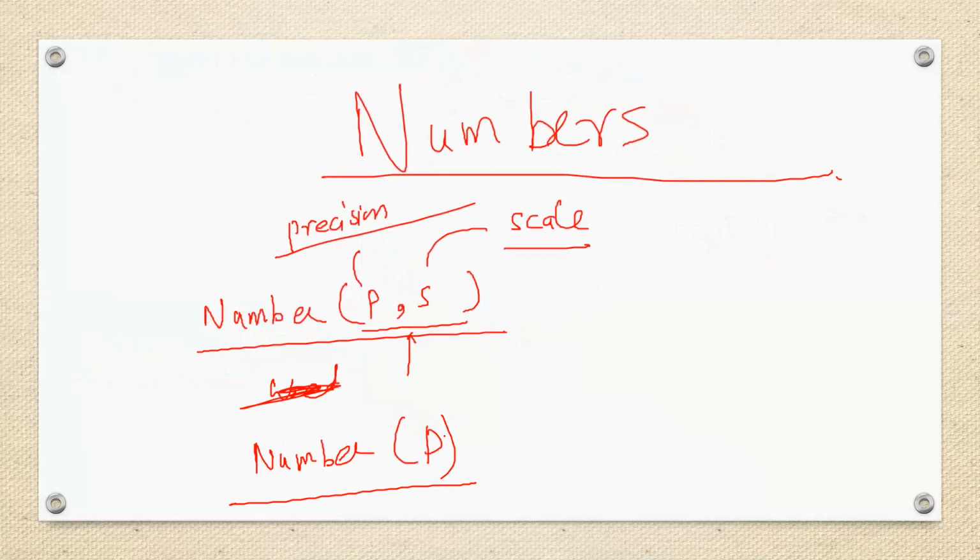Now, next question that comes to our mind is, why do we use a number? So a number data type is used to store numbers which are fixed or floating point. Let me write it for you.